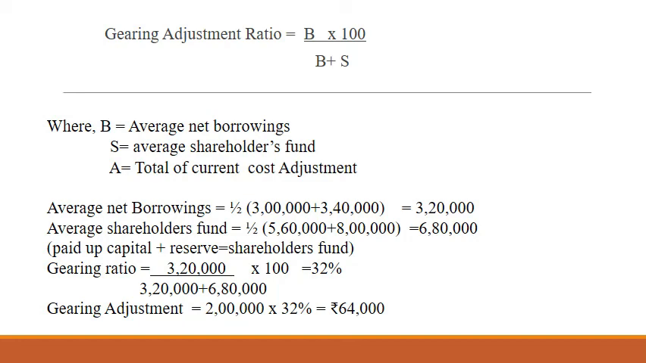That is, the 2 lakh is the total of all the previous adjustments. It is the total of COSA, MWCA and the depreciation adjustment. 2 lakh into 32% gives you 64,000.